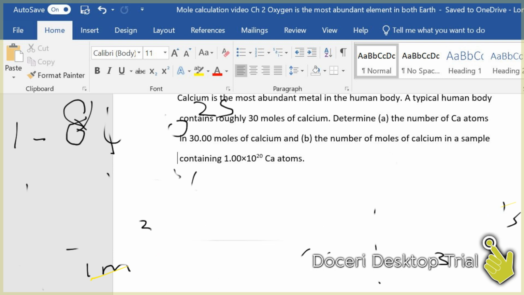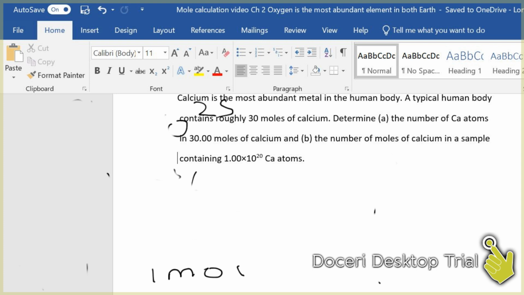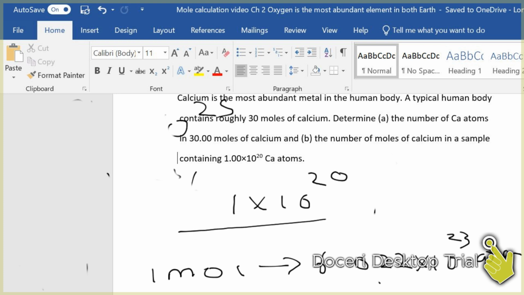Part 2 is asking the number of moles of calcium in a sample containing this many atoms. So now they are giving you the number of atoms. You know if you have 1 mole, you have Avogadro's number of atoms, right? So 1 mole has 6.022 into 10 to the power 23 atoms. And this many calcium atoms, how many moles? So you know, 1 into 10 to the power 20 atoms.